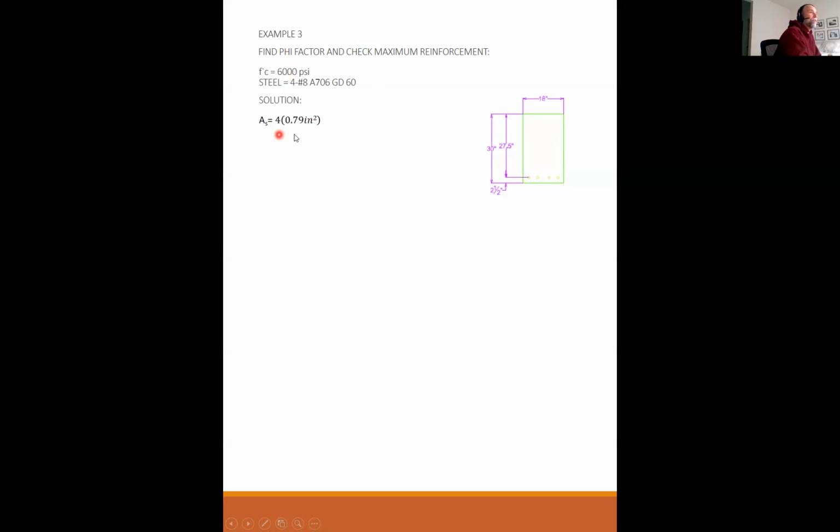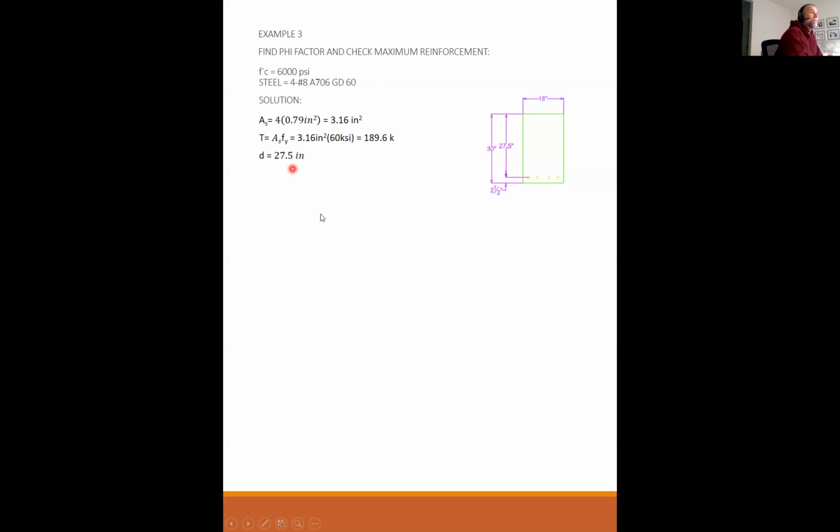All right, so let's look at example 3. We want to find the phi factor and check maximum reinforcement. So here's our beam, starting to look kind of familiar, 18 inches wide, 30 inches deep. And I've got 6,000 PSI concrete, and I have my 4 number 8s, grade 60. Solution. My area of steel, 4 times 0.79, 3.16. Tension is AsFy, 3.16 times 60, 189.6.